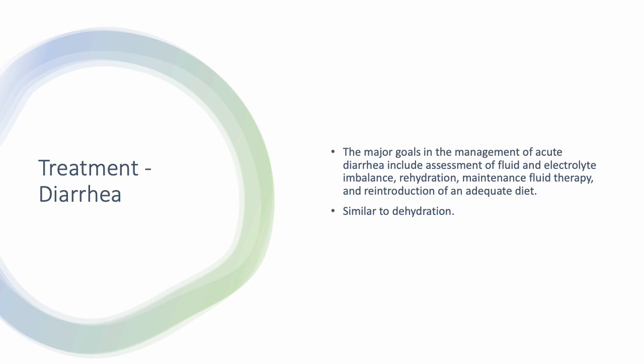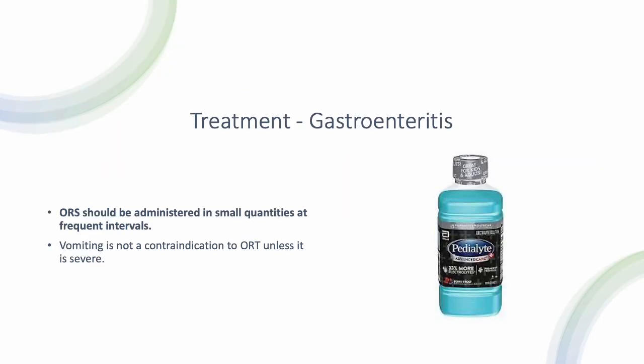The major goal of treating diarrhea is to bring your fluid and electrolytes back into balance. This is going to be very similar to the treatment of dehydration that we saw earlier. Oral rehydration solutions should be administered, but they should be used in small quantities and frequent intervals. So small, frequent sips. And keep in mind that solutions like Pedialyte or Gatorade provide both fluid, electrolytes, and nutrition in the form of sugar.